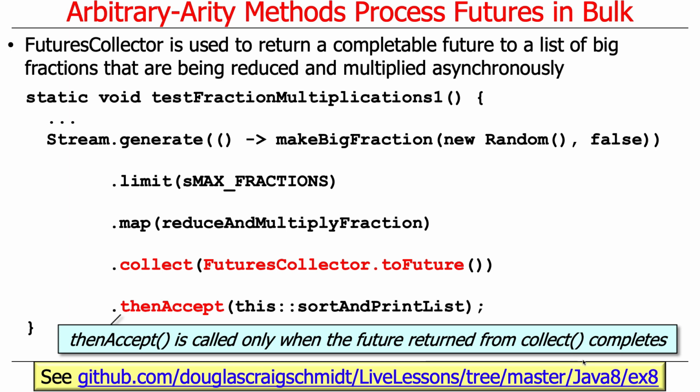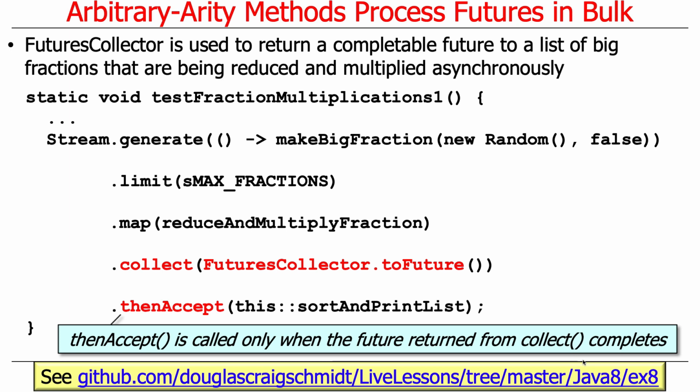So your assignment number 4 will be doing stuff like this. Not this, obviously, because you're not dealing with big fractions, but you're dealing with images. And so you will have code in assignment number 4 that looks sort of like this. The main difference between assignment number 4 that you do and what I'm showing you here is that assignment number 4 that you write will actually use a futures stream collector.